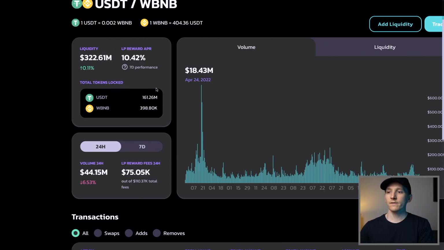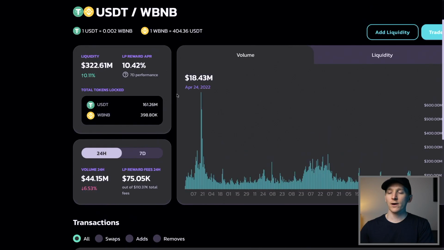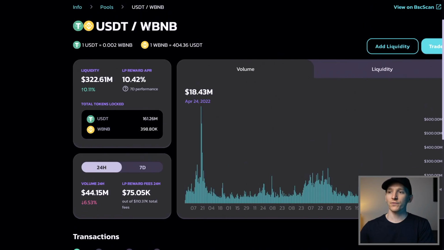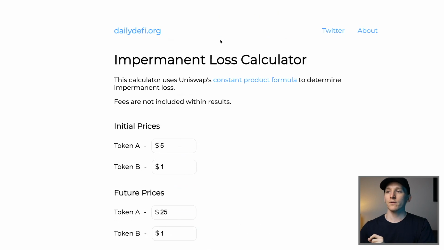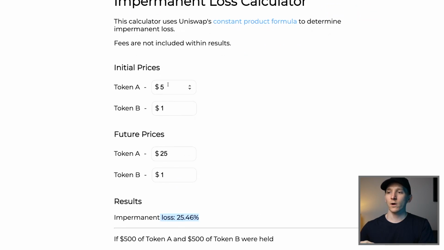So I can look at this and say, okay, I'm going to earn around about 10% by adding liquidity of this pair, US dollar Tether and BNB. I'm now going to go over to the impermanent loss calculator, and I'm going to work this out.